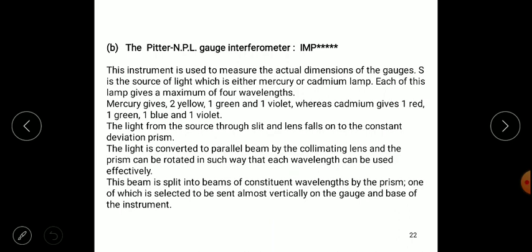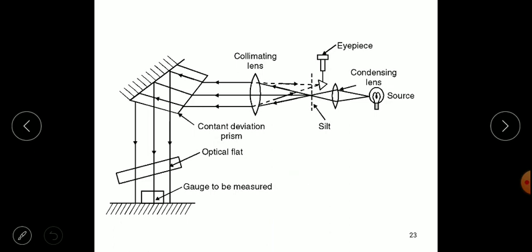This was the basic principle, the first type of interferometer. Now the next one is the NPL Flatness Interferometer. The only difference here is that a constant deviation prism is provided for getting straight parallel lines from a light source. In the earlier case only a lens was present; over here we have a constant deviation prism which will provide the direct incidence of light. Other components remain the same, the reflection part, and directly we can observe the fringe pattern over here.